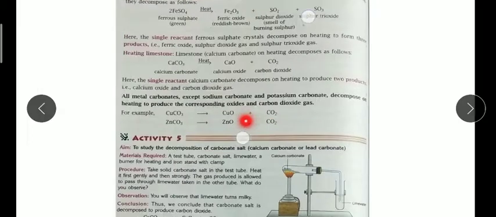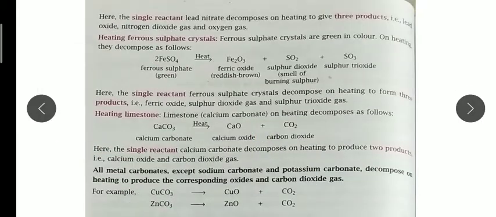The second example is heating of ferrous sulfate crystals. In the same way, when we heat the ferrous sulfate salt, which is green in color, its color also changes. We get three products: ferric oxide, which is reddish brown, sulfur dioxide, which has a pungent burning smell, like the smell of burning sulfur, and sulfur trioxide. So again we get three products.